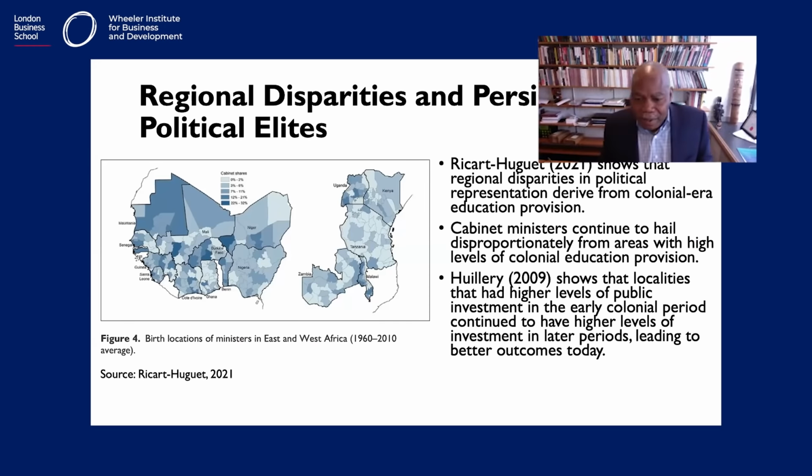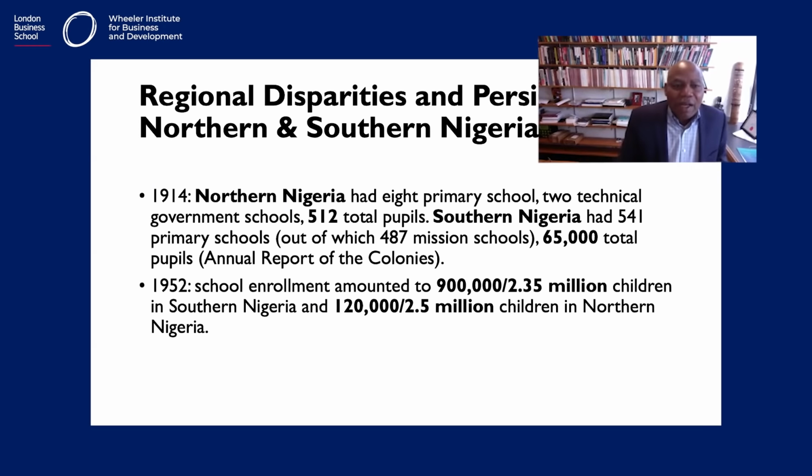Okay, so Nigeria is a great example of the regional gap. In 1914, Northern Nigeria had a total of 512 students.